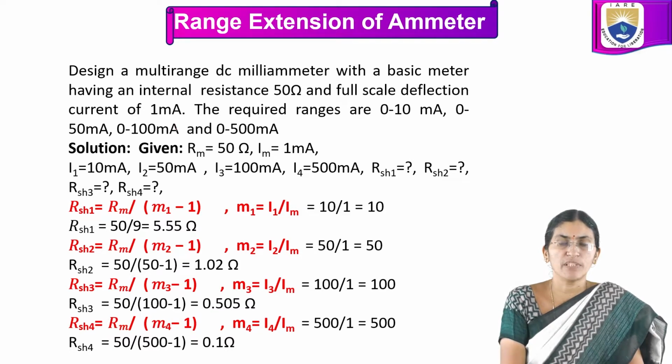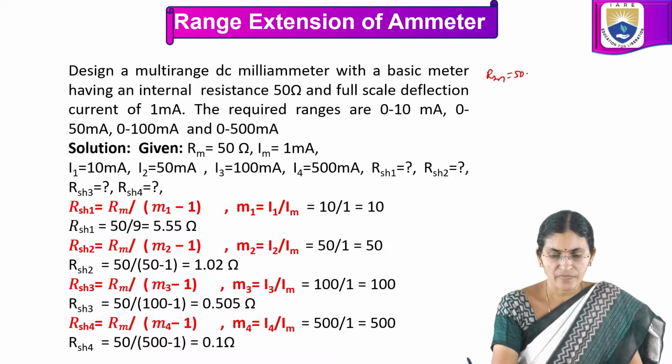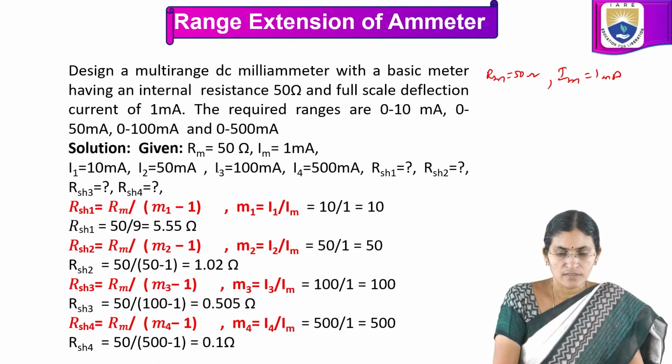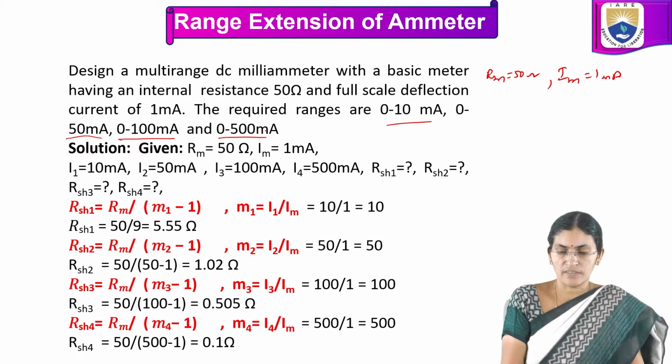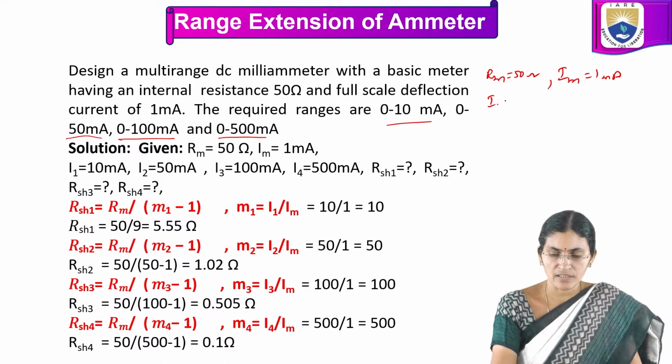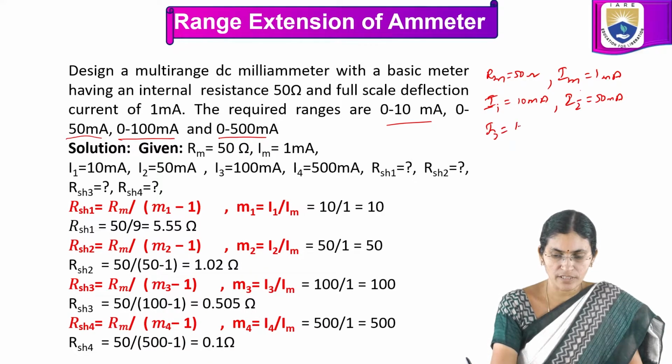Next, we'll solve an example based on this. Design a multi-range DC milliammeter with a basic meter having an internal resistance of 50 ohms and full scale deflection current Im equal to 1 milliampere. The required ranges are 0 to 10 milliamperes, 0 to 50, 0 to 100, and 0 to 500. So we need to construct a multi-range ammeter where we extend the range to 4 different values. I1 is equal to 10 milliamperes, I2 is equal to 50 milliamperes, I3 is equal to 100 milliamperes, I4 is equal to 500 milliamperes.